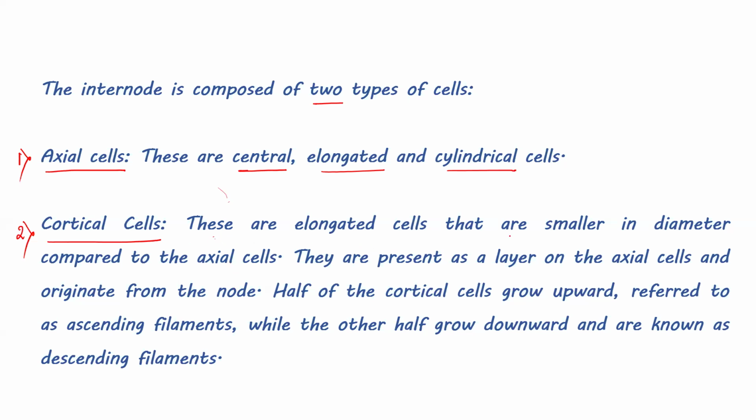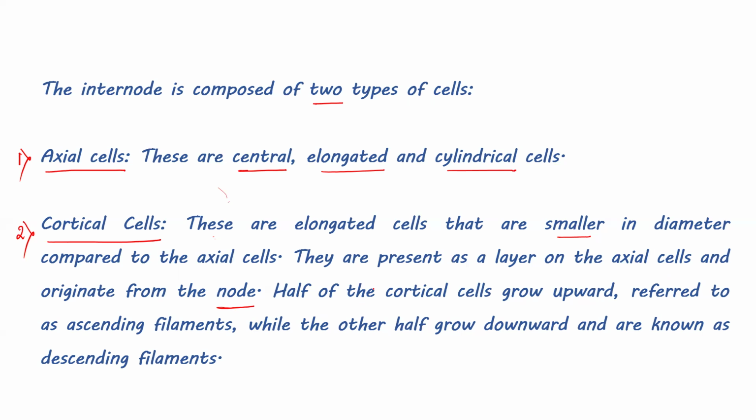Now coming to cortical cells. These are elongated cells that are smaller in diameter compared to the axial cells. So the cortical cells are smaller compared to the axial cells and they are present as a layer on axial cells and originate from the node. So the cortical cells originate from the nodal region.